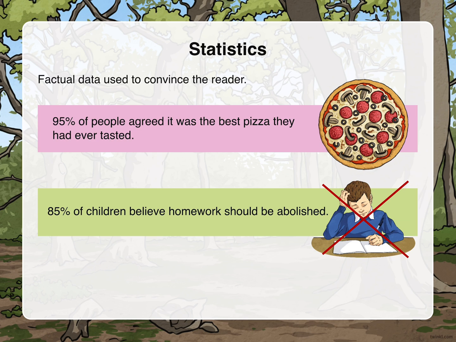85% of children believe homework should be abolished. Okay? So again, this would have been based on a study. So many children would have been asked in a school. And so many children would have said, I believe we shouldn't do homework. And so many children would have said, I think we should have. So if you were to use that as an example, that would be a good example. That would be a good statistic to use if your argument was we shouldn't do homework anymore.